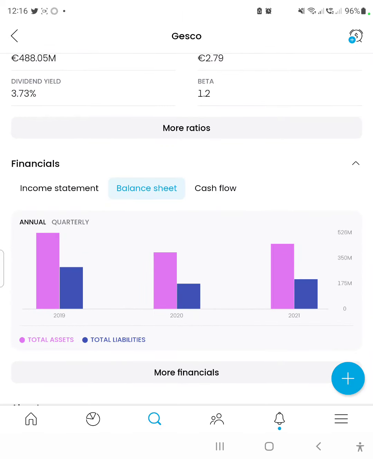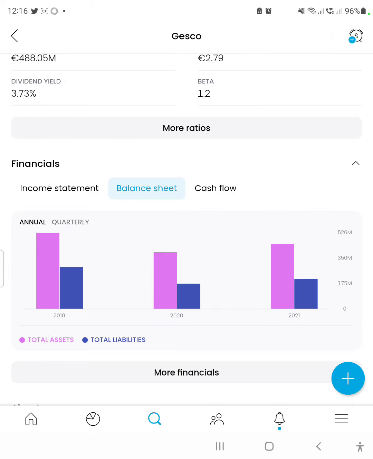The balance sheet does show the total assets as a ratio to the total liabilities. The total liabilities include debt in the form of cash and other capital assets, and the assets show what the company controls and owns. So the assets of this company would be the light purple figure, which you can see is quite high. In the 2019 financial year, it was around 526 million euros.